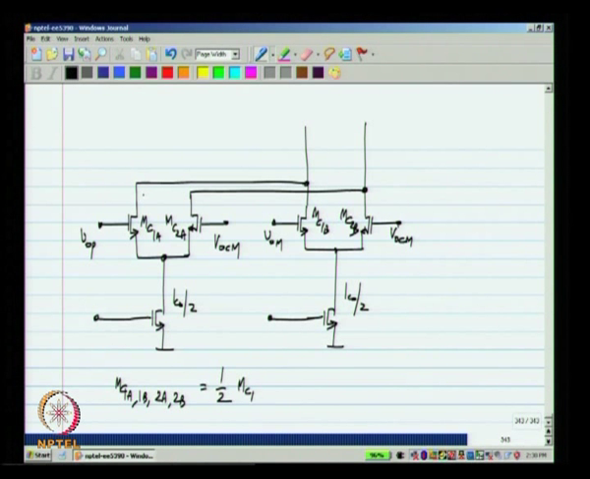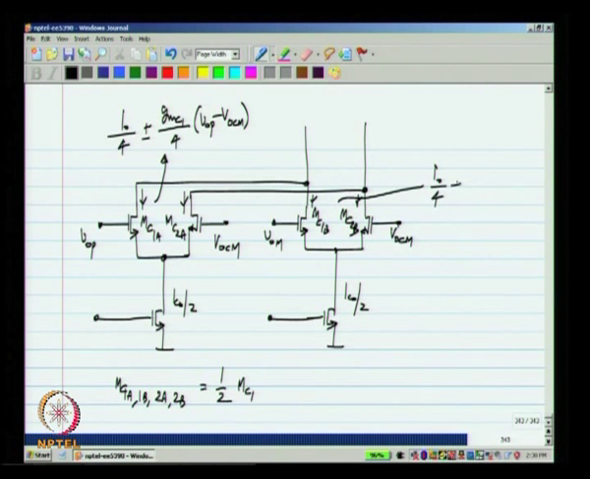So, what happens is in each of these there will be a differential current. Now, these two currents will be I naught by 4 plus minus GMC1 by 4 (VOP minus VOCM), and in these two transistors it will be I naught by 4 plus minus GMC1 by 4 (VOM minus VOCM). Okay.